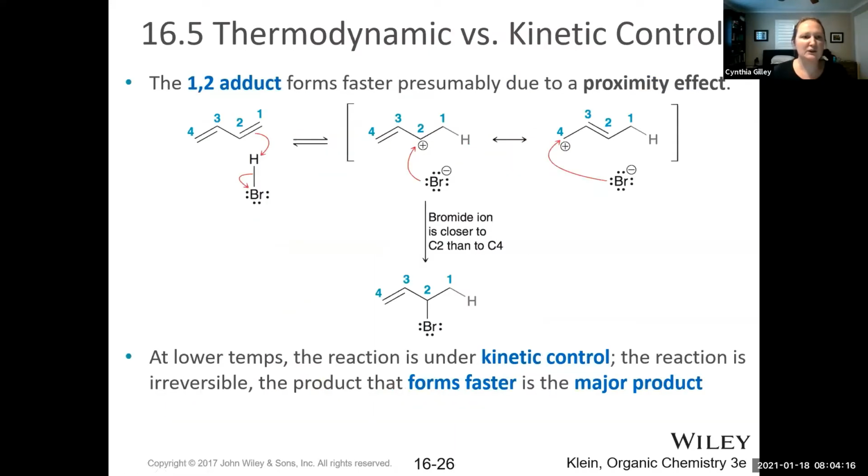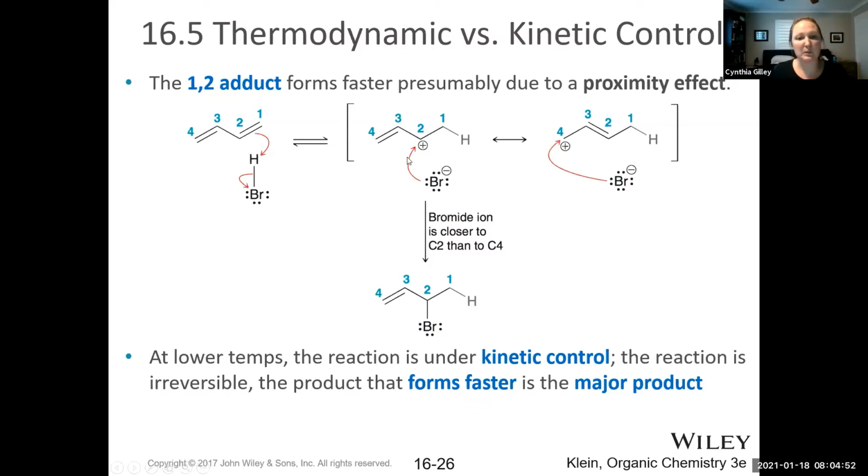What about the 1,2 adduct? Why did we say that it forms faster? This is considered to be due to what's called the proximity effect. So if we look at that first step again, the proton transfer, where we end up with the allylic carbocation, the proton is delivered to carbon number 1. Well, bromide, which just got separated from the proton in HBr, is right next to carbon number 2 after it delivers a hydrogen or a proton to carbon number 1.